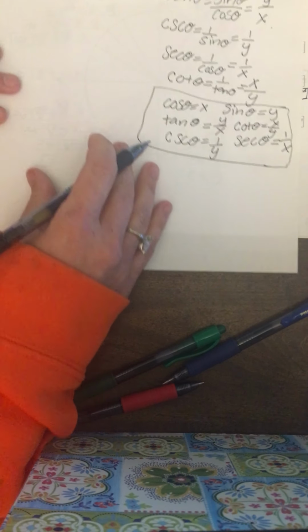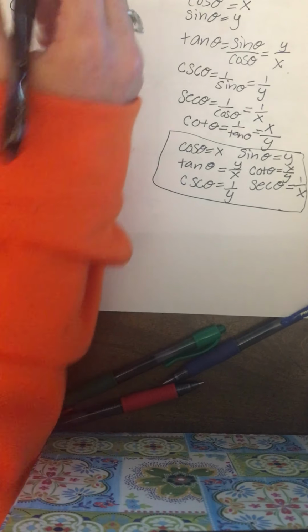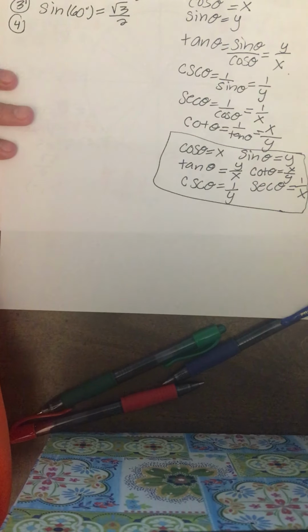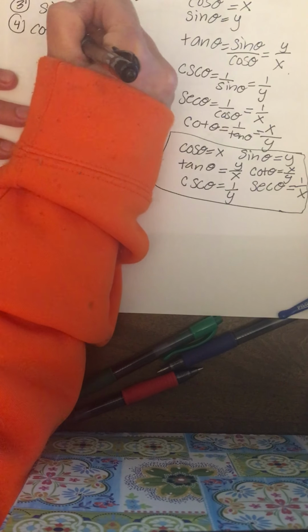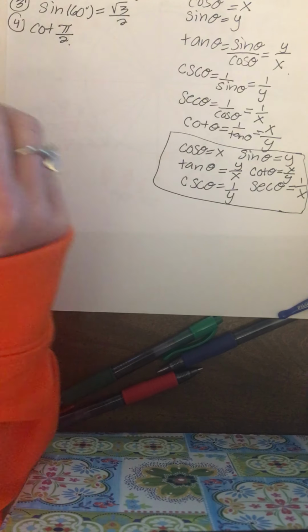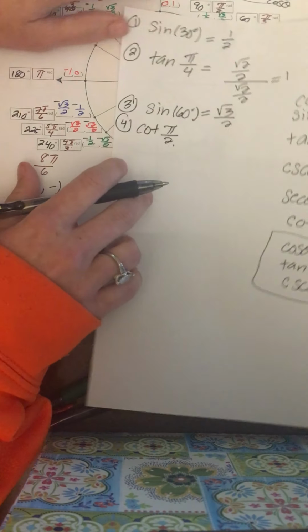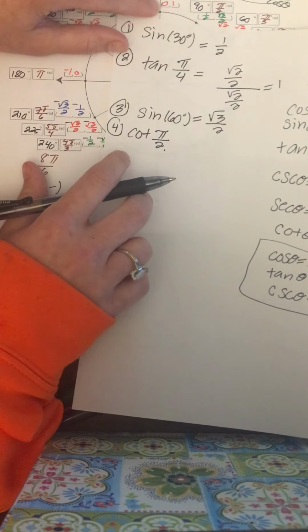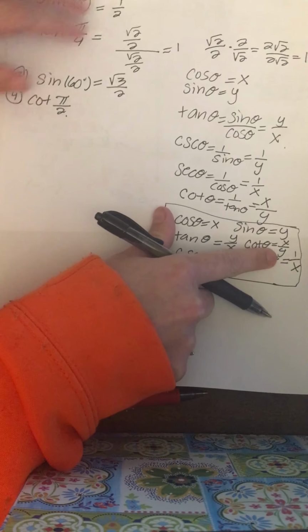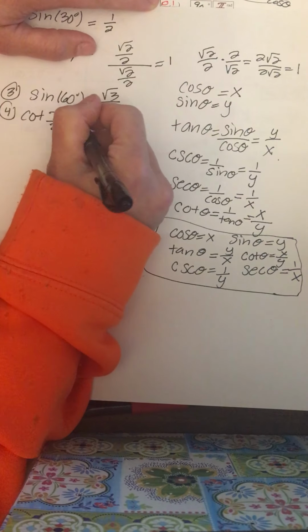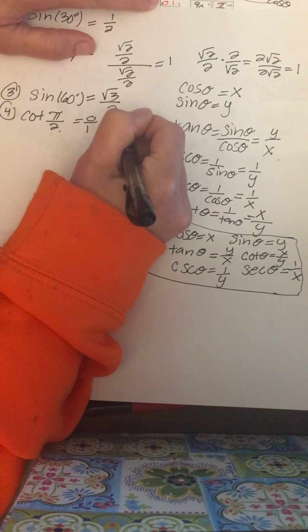So let's look at number 4. Number 4 is cotangent of pi halves. Okay, so we'll need to look at our unit circle and go to pi halves, which is up here. And remember, cotangent is x over y. So here, that would be 0 over 1, which is 0.